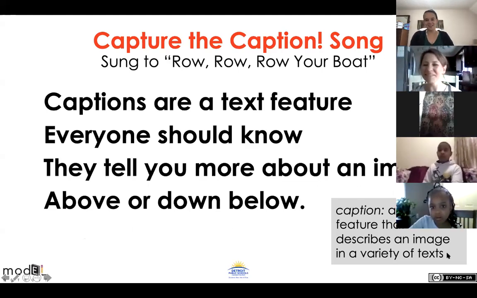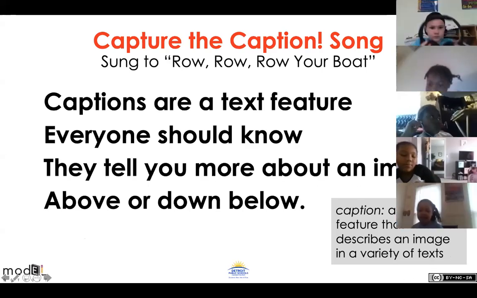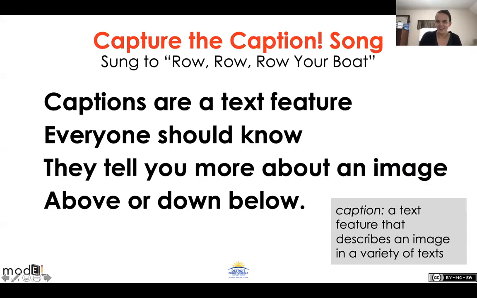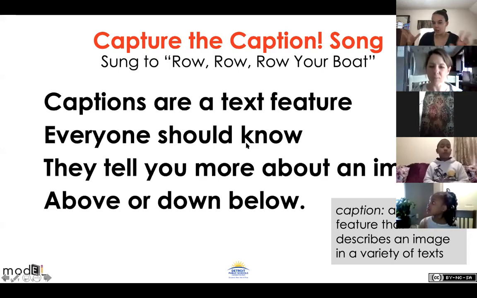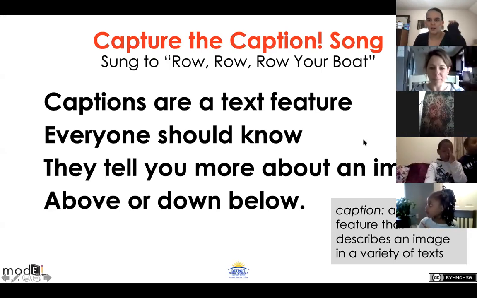Wow. So good. I'm impressed with all of our singing voices here. So the message of that song is that captions tell you about a picture and that they're either above or below the picture. That's the main point of us singing you that wonderful, incredible song. Okay?